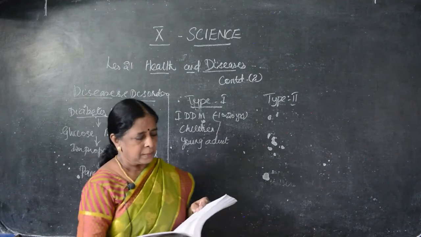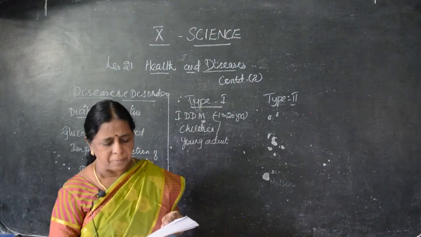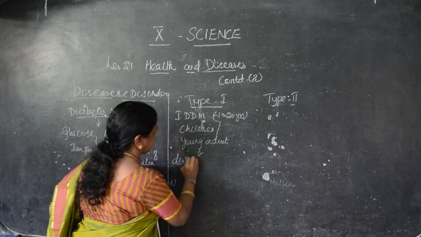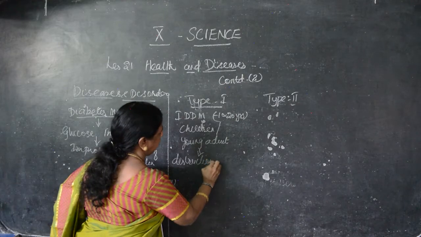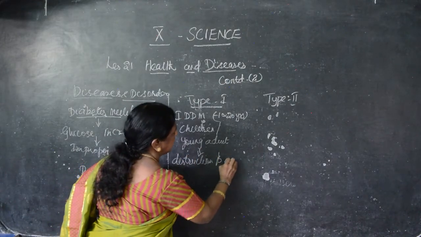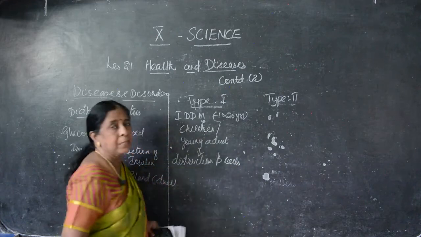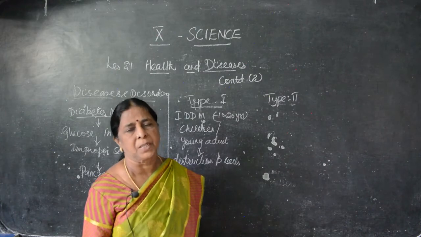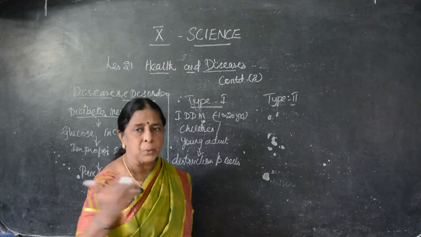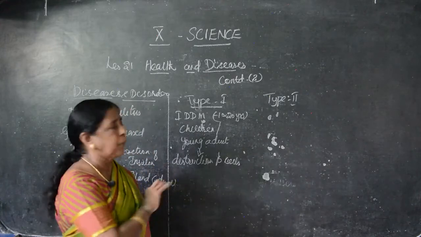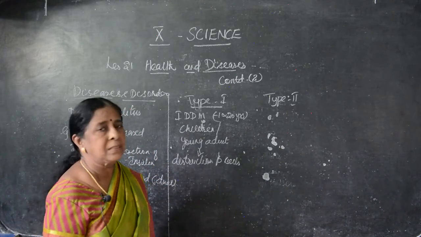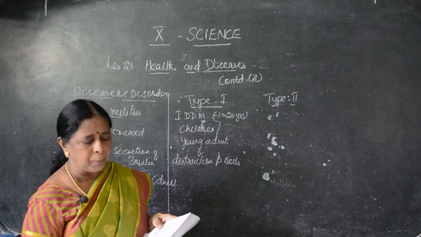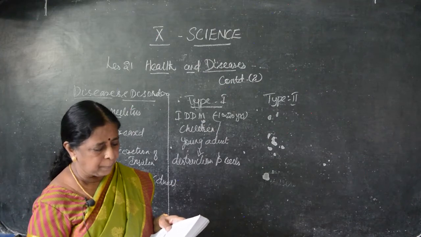Okay. This is caused by destruction of beta cells of the pancreas. What's the reason for this destruction? Destruction means what? Getting destroyed. Destruction of beta cells. For us, with sugar, the insulin in the pancreas is not functioning properly. Okay, if you get sugar below 20 years, that is type 1. If it comes above 30, it is type 2. Clear?